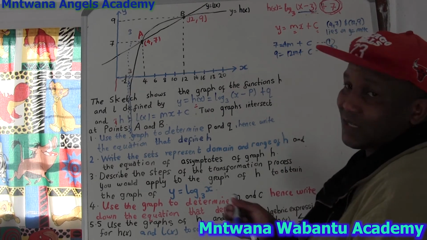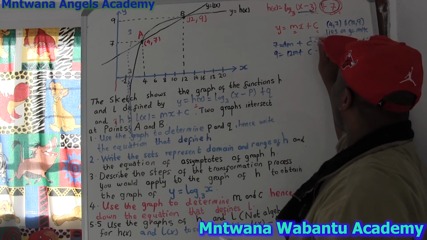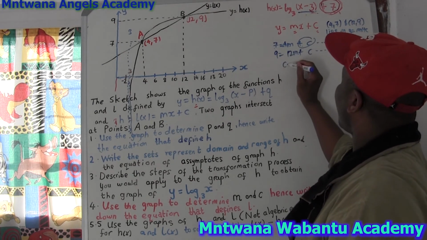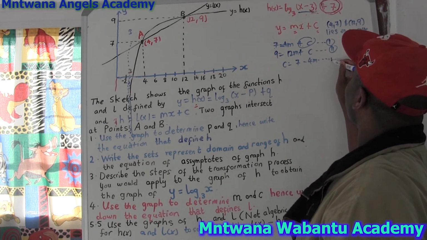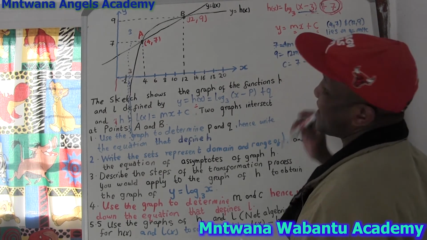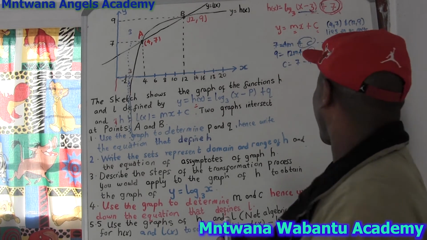Let's make one of them the subject. If I make c the subject here, or whichever one, what happens? It's going to be c = 7 minus 4m. Let's call this the third equation. This is going to come into the other equation and we solve simultaneously. But if you have another way of solving simultaneous equations, you can do it.